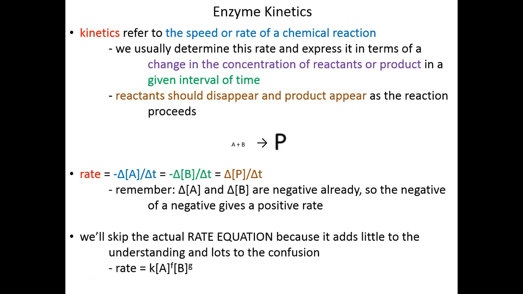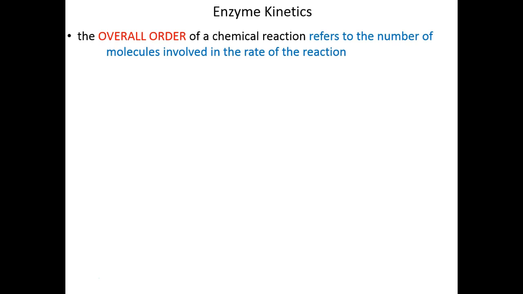The rate of an enzymatically catalyzed reaction is equal to a rate constant times the concentration of A raised to the power of F times the concentration of B raised to the power of G. If you really like that kind of stuff, it's explained in the textbook, but I will not ever hold you accountable for material around the mathematics of the rate equation in this course.